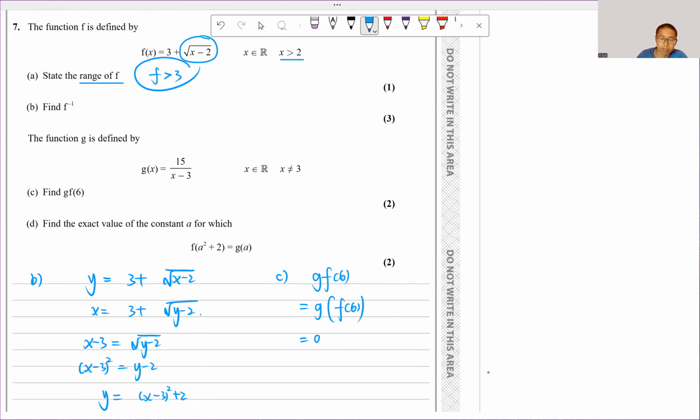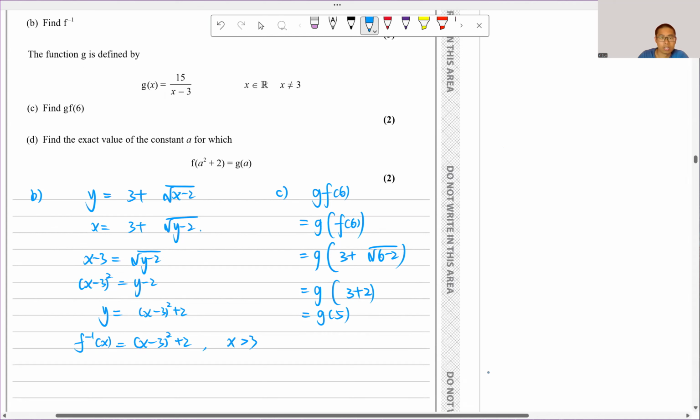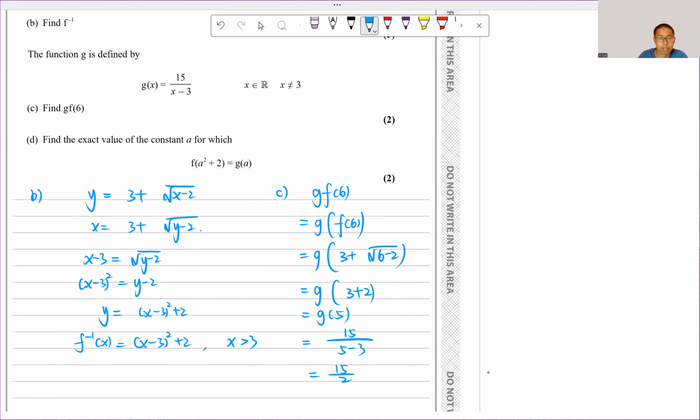So we need to work out f(6) first. f(6) is 3 plus the square root of 6 minus 2. That would be 3 plus root 4, which is 2. Then we have g(5). g(x) is 15 over x minus 3, so that would be 15 over 5 minus 3, which is 15 over 2. And that would be the answer.